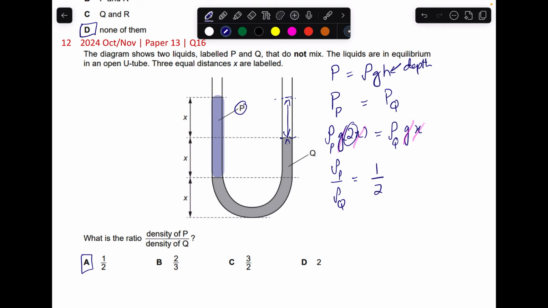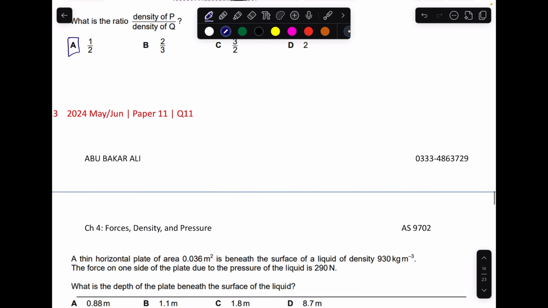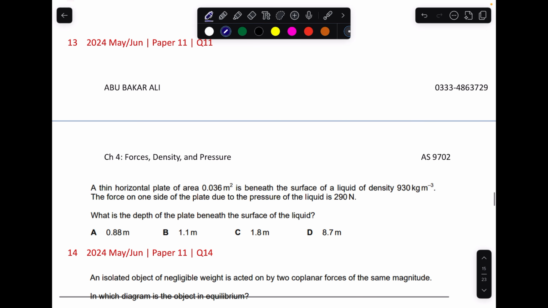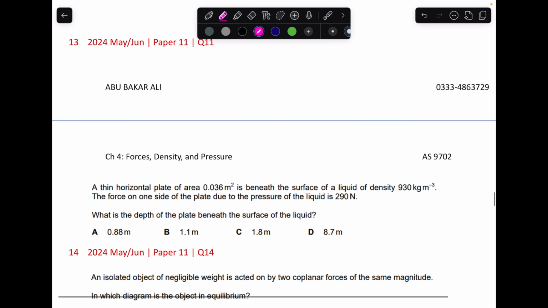Okay, so in the next question, a thin horizontal plate of area 0.036 meters squared is beneath the surface of liquid of density 930 kg per meter cubed. The force on one side of the plate due to the pressure of the liquid is this much. What you have is the density, the area, and the force. What is the depth of the plate beneath the surface of the liquid? So you have to find the depth, right?